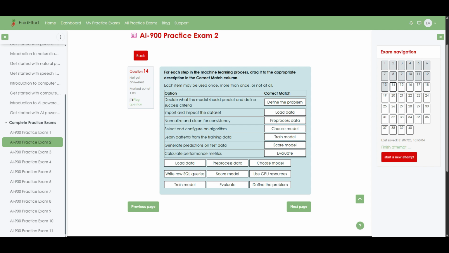So the flow is define, load, clean, choose, train, score, and evaluate. That's the heartbeat of every ML project.